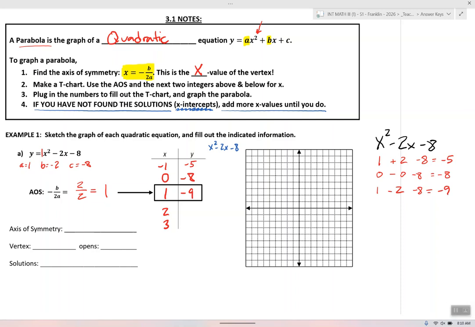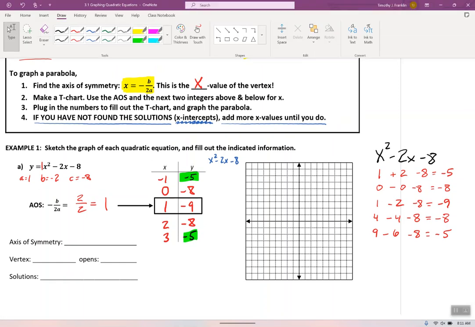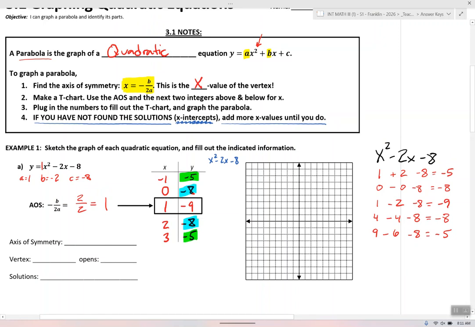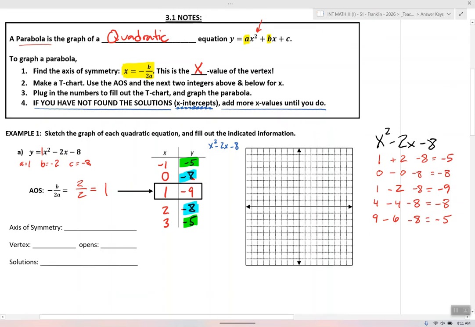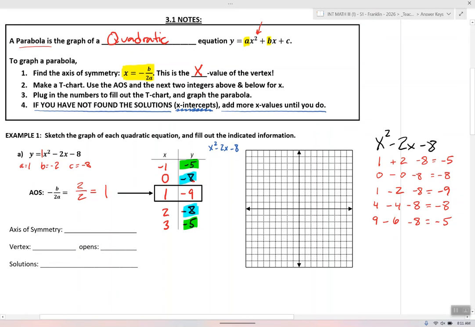All right, put in 2 for x, we get 2 times 2 is 4. 1 minus 4 minus 8. 0 minus 8 is negative 8. And let's put in 3 for x. We get 9 minus 6 minus 8. 9 minus 6 is 3, minus 8 is negative 5. Something you should notice here is if you do your math correctly, our y values are mirrors of each other. As long as you space them out the same, two integers above and below the vertex, they will be a mirror. And that is because of the shape of our graph here.